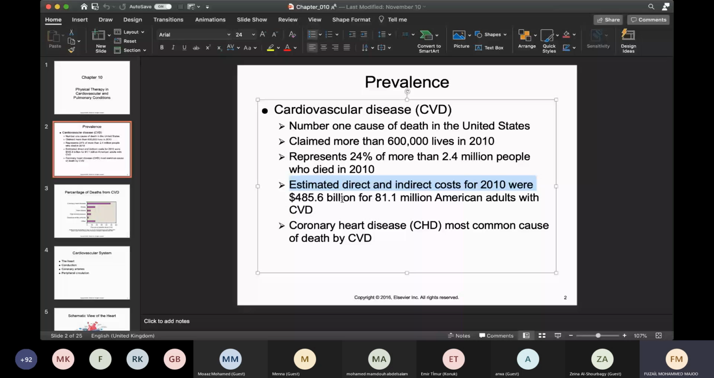CVD, coronary heart disease. This is the most common cause for death over here. Okay.